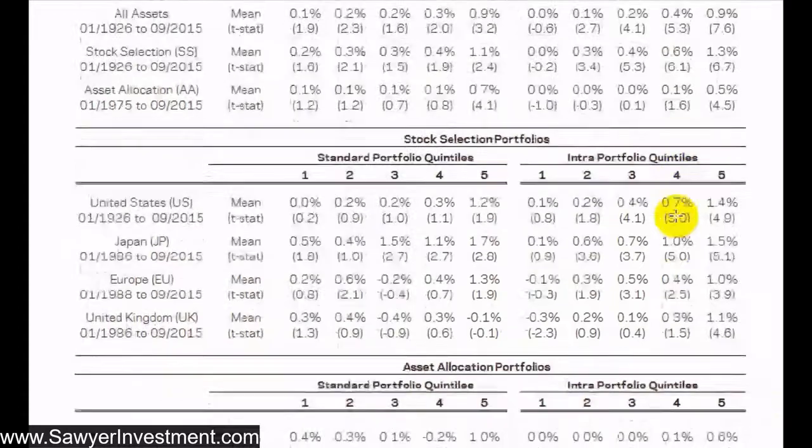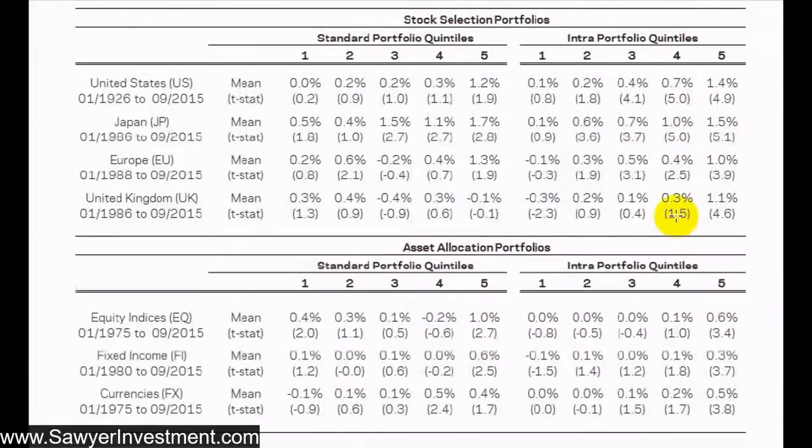So next I have another panel down here for the asset allocation portfolios. This was the equity indices, the fixed income, and the currencies. And here we see somewhat of a positive relationship between the value spread and the returns of going long the cheapest and short the more expensive. These aren't necessarily monotonic increases, but the top quintiles are larger than the bottom quintiles.